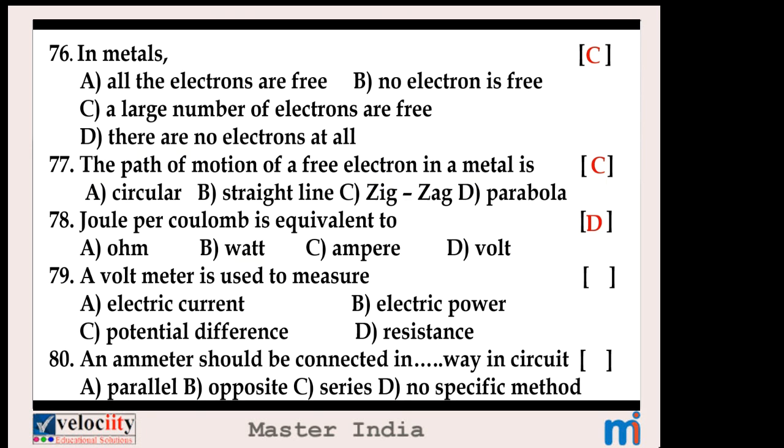79. A voltmeter is used to measure A. Electric current, B. Electric power, C. Potential difference, D. Resistance. Answer is C. Potential difference.